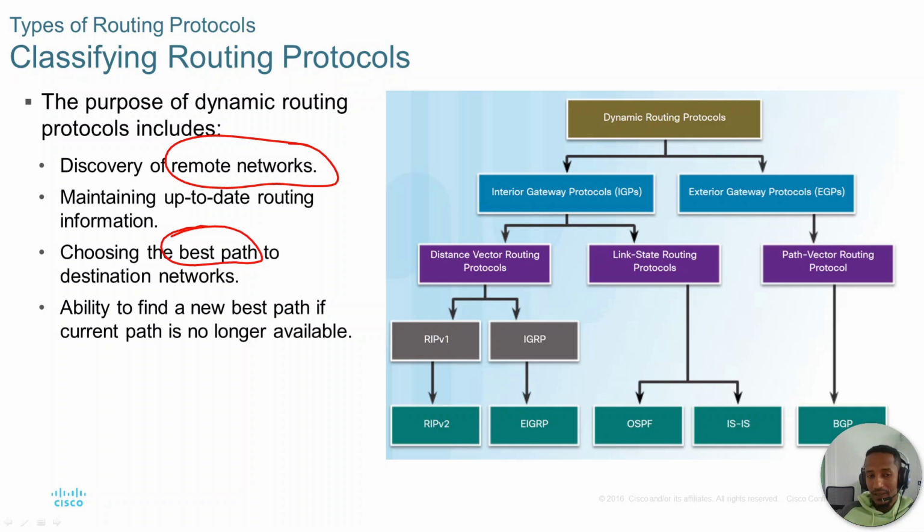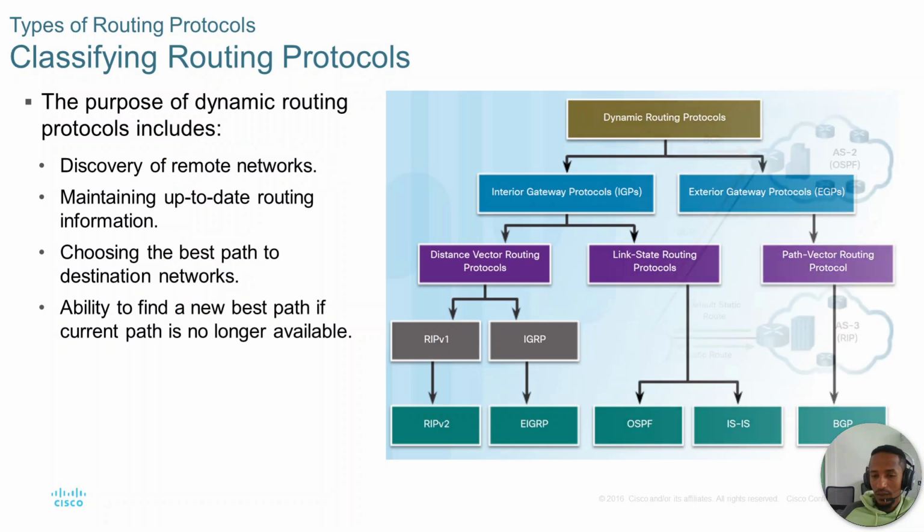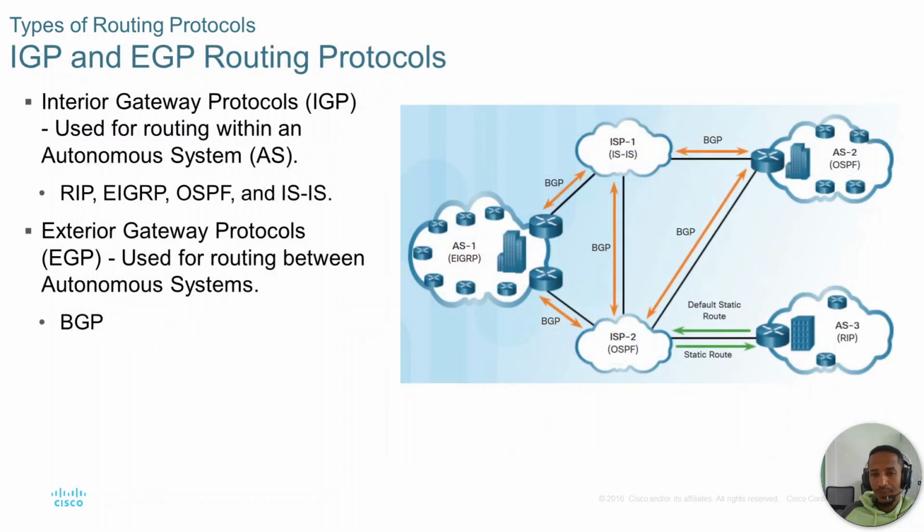So the best path, alternate path is one option. Among the alternate paths, you need to select the best one. If a failure happens to the best path, you need to select the new best. So these are the different concepts which are related to this. You can see here there are so many types.